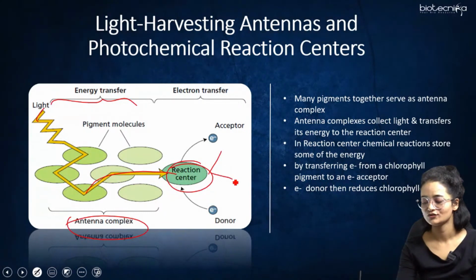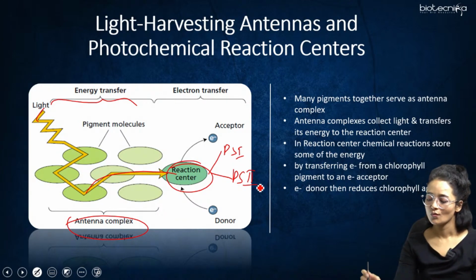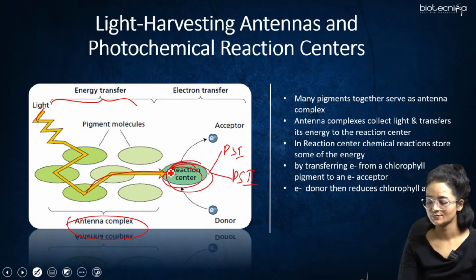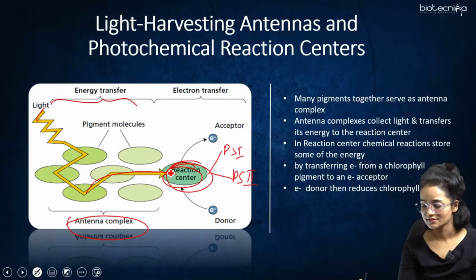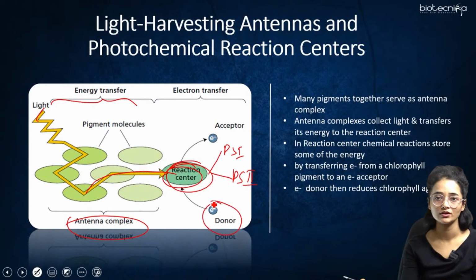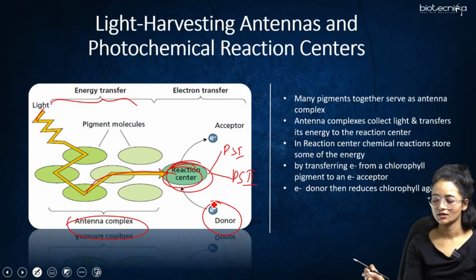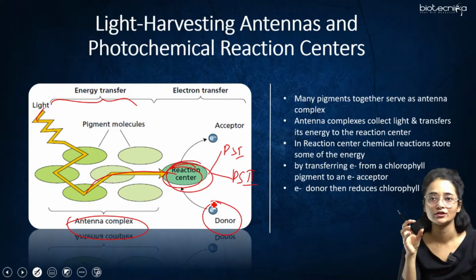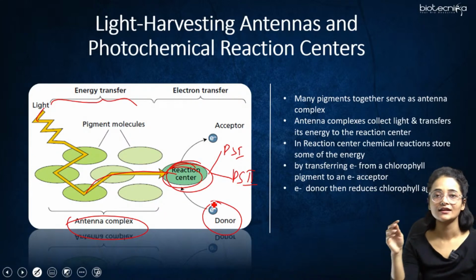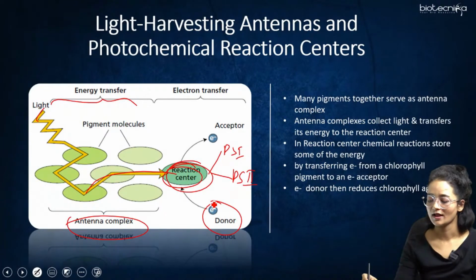Reaction centers are basically of two types, PS1 and PS2, which we'll be studying in upcoming slides. So what happens, when the energy is transferred to this reaction center, there would be a donor molecule present, and it would donate an electron through the reaction center to the acceptor molecule, right?